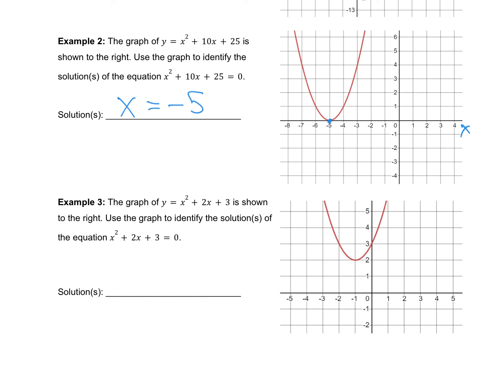And then the other possibility, in example 3, we have the graph of y equals x squared plus 2x plus 3, trying to find the solutions of x squared plus 2x plus 3 equals 0. Well, here's the x-axis down here, and there's the graph up there, and there's a gap between them. So what does that mean? Well, if it doesn't cross, if it doesn't touch, then that means there's no solution. Okay, and that's how you use the graph of a related function to find the solutions of a quadratic equation.